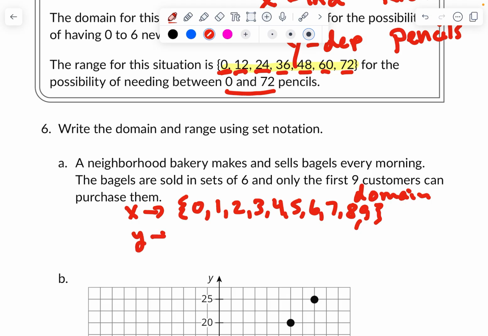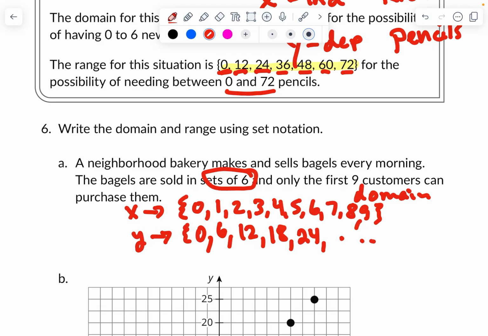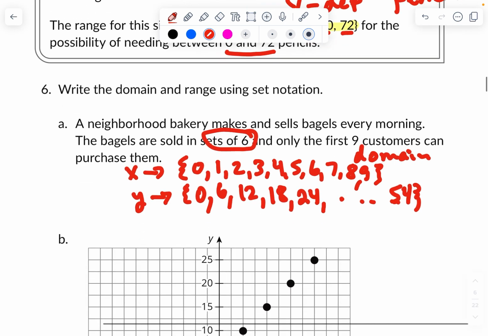Now, if no customers come, I guess I'm not selling any bagels. But if 1 customer comes and I'm selling them in a set of 6, I'm selling 6 bagels. 2 customers, 12 bagels. 3 customers, 18, and so forth. I'm skip counting. Does everybody see how I'm skip counting by 6s there? And it's going to go all the way up to, let's see, 9 times 6, all the way up to 54 bagels. So the number of bagels that I sell depends on how many customers show up.